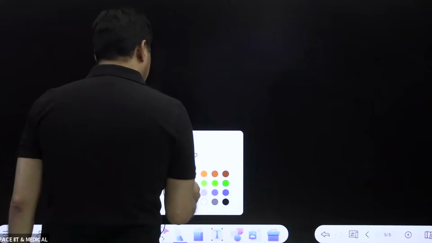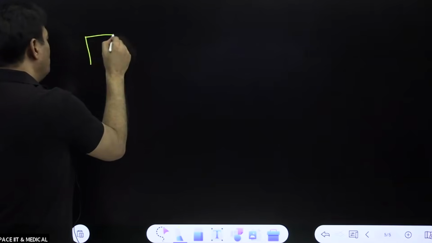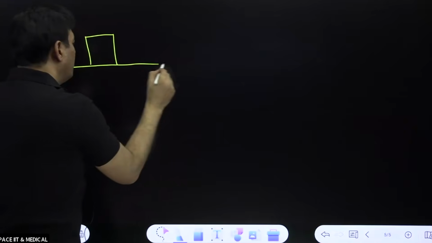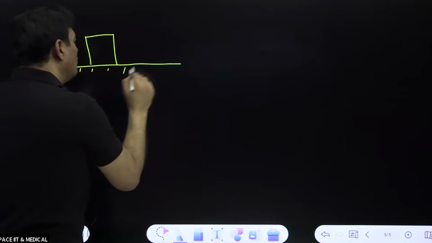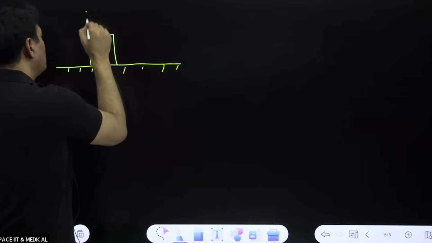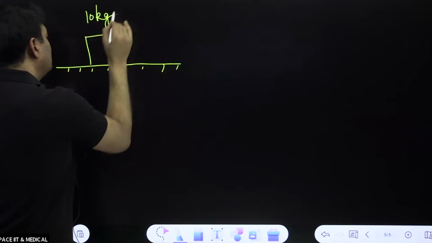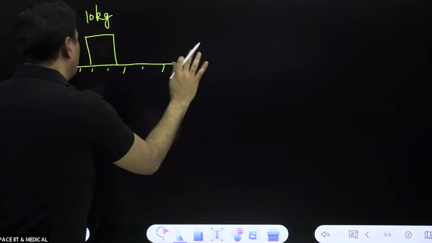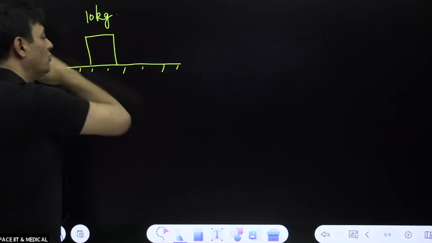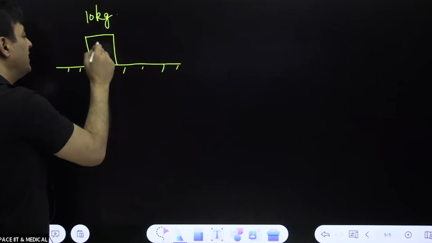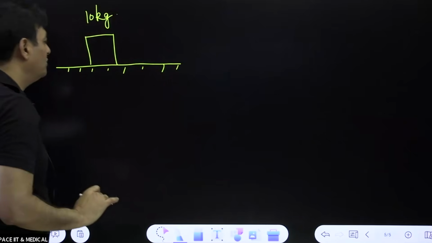What is the meaning of pseudo force? This is again a very confusing topic for many students. Please try to understand this. If you have a block kept on a frictionless table, this table has no friction, and this block is a 10 kg block, and because there is no horizontal force, there is no frictional force, there is no push or pull, this block is at rest and its acceleration is 0.